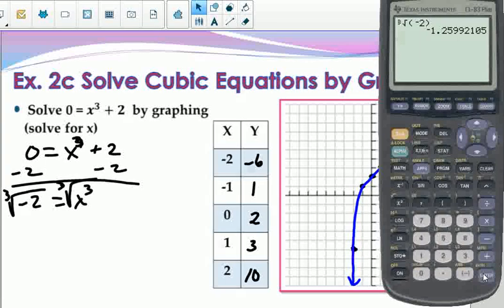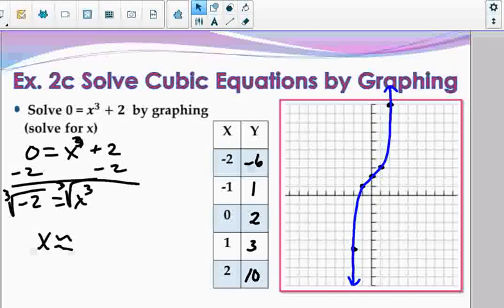992105. You can round it to the nearest tenth, but if you want to be a little more accurate, round it to the nearest hundredth. So I would make this a negative 1.26. So x is about a negative 1.26.